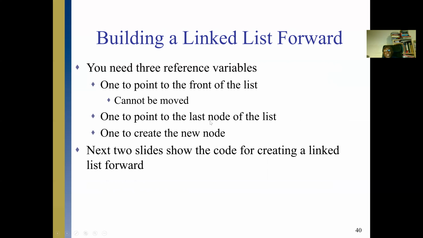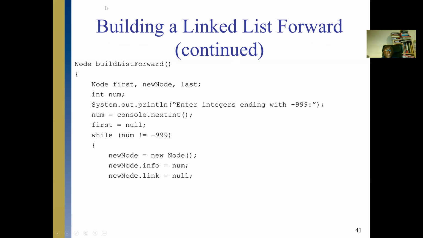So we need 3 reference variables to build a linked list. One variable will point to the front of the list, which means we cannot move it. And one will point to the last node of the list, and one will create a new node. The next 2 slides will show us how to do this. So this is build list forward.